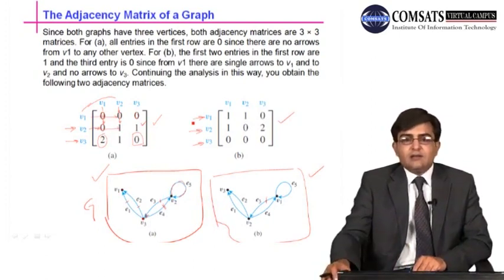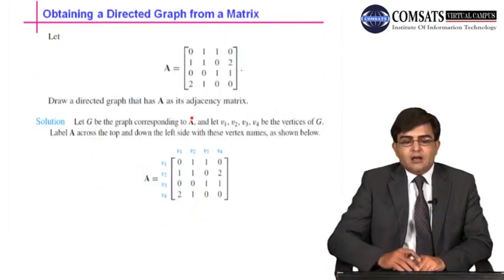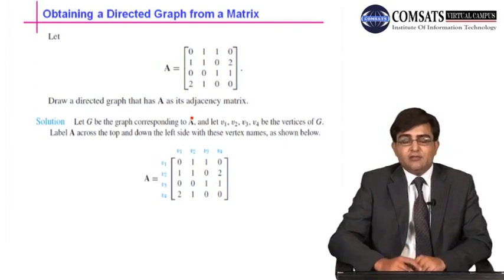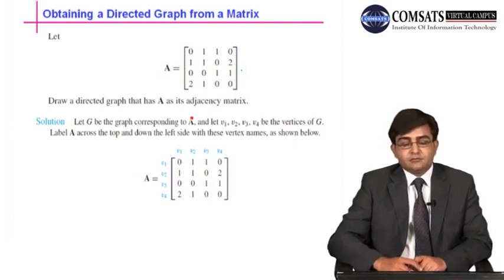So this is how we can calculate the adjacency matrix for a given directed graph. Now, what is the reverse? How to obtain a directed graph from a matrix. In the previous slide we have learned how to calculate an adjacency matrix from a given directed graph. Now we do the reverse of this procedure. If we are given a matrix, how to construct a directed graph.